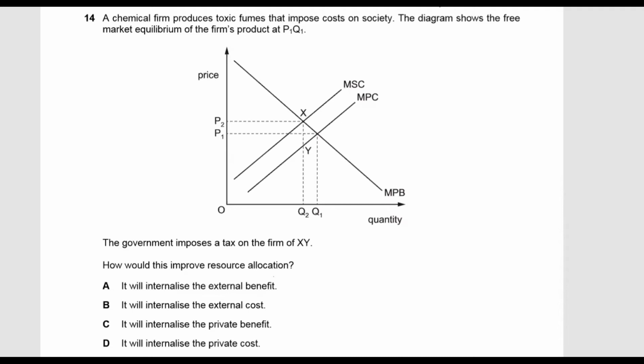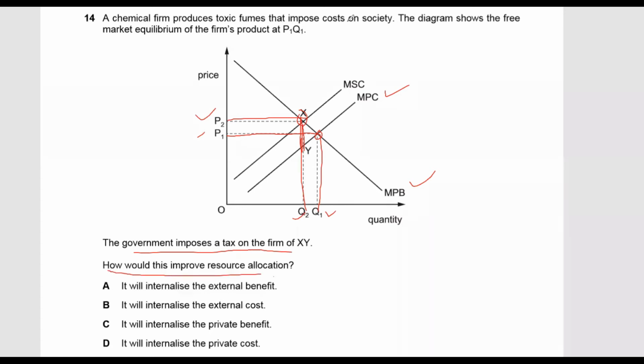Question 14 says a chemical firm produces toxic fumes that impose costs on society. The diagram shows the free market equilibrium of the firm's product at P1Q1. It means we are already operating at this point where output is Q1 and price is P1. And at this point you can see that marginal private cost is equal to marginal private benefit. The government imposes a tax on the firm of XY. Government imposes this amount of tax, which results in a rise in price to P2 and a fall in quantity to Q2.